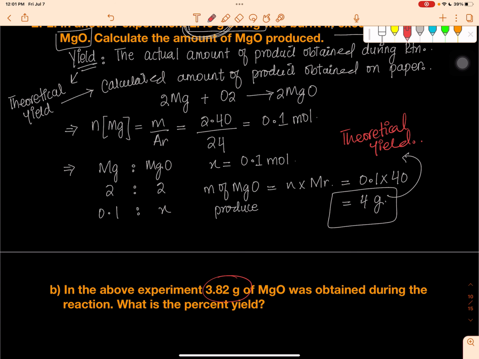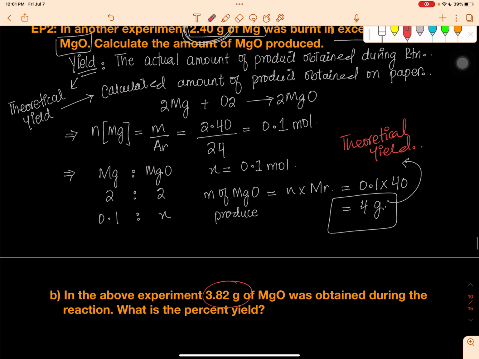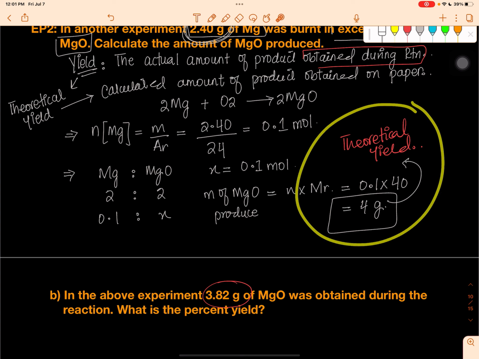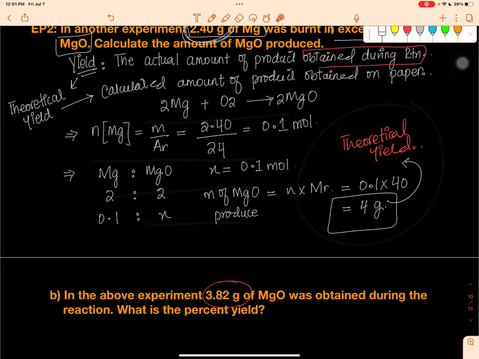And I've told you that actual yield is the amount of product obtained during the reaction. You see, it is produced during the reaction. And theoretical yield is something that is produced after doing all such calculations. When we do all such calculations, we find out that this amount of substance should be produced. So that is the theoretical yield.